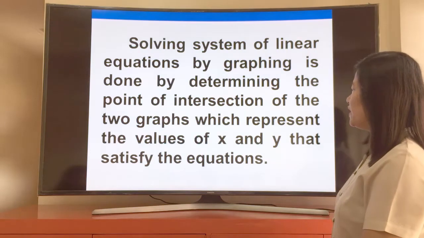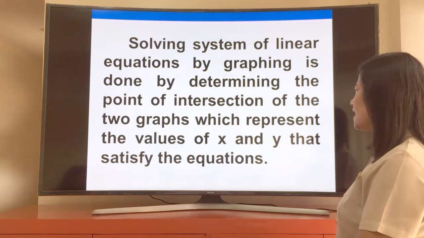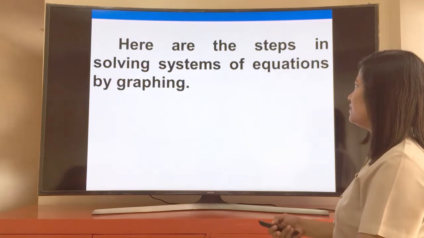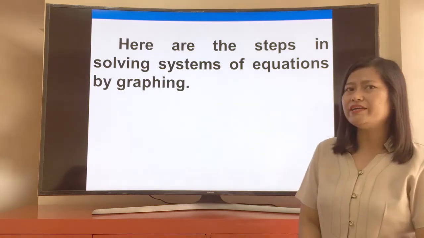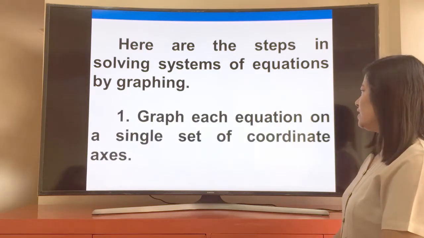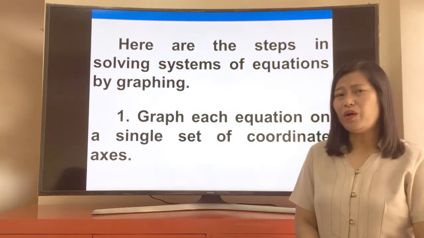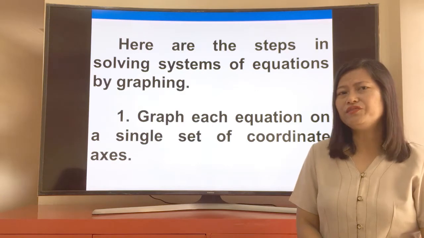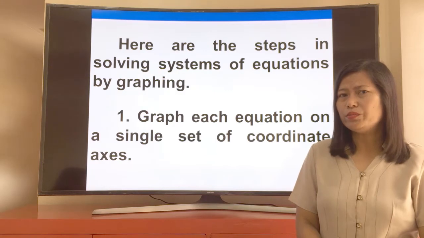Solving system of linear equations by graphing is done by determining the point of intersection of the two graphs, which represent the values of x and y that satisfy the equations. Here are the steps in solving systems of equations by graphing. 1. Graph each equation on a single set of coordinate axes. In graphing each equation, you may use any of the three methods: two-point, intercept, or slope-intercept.